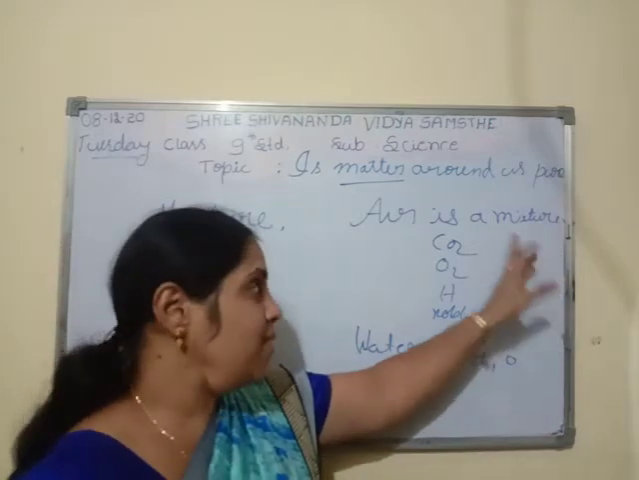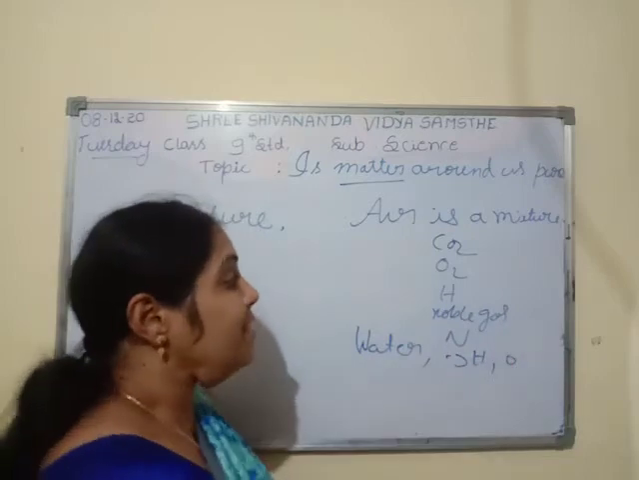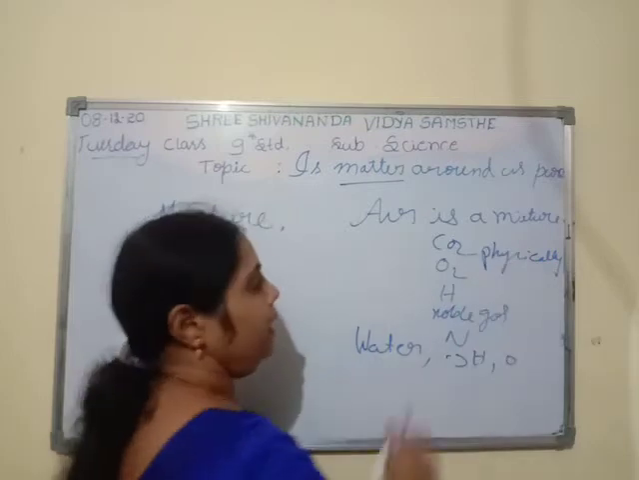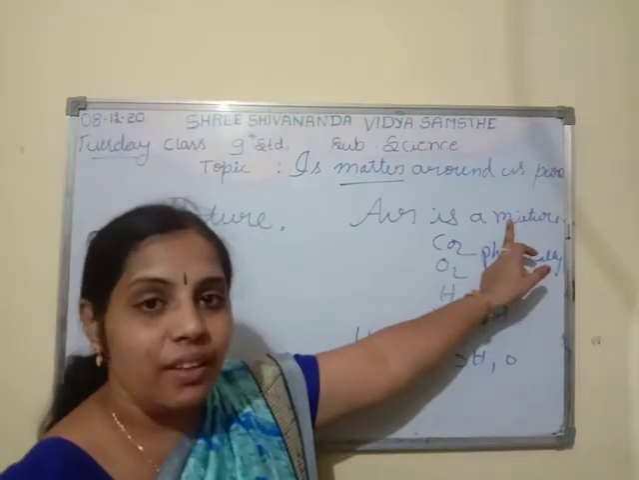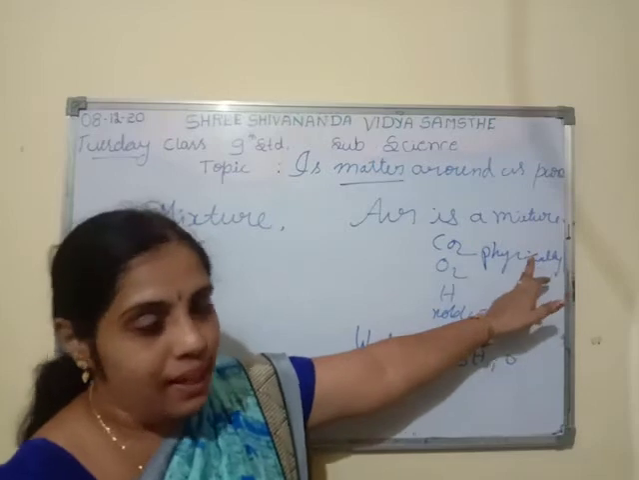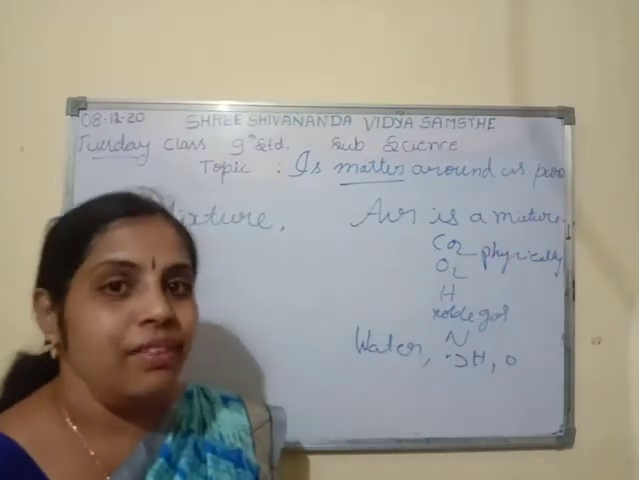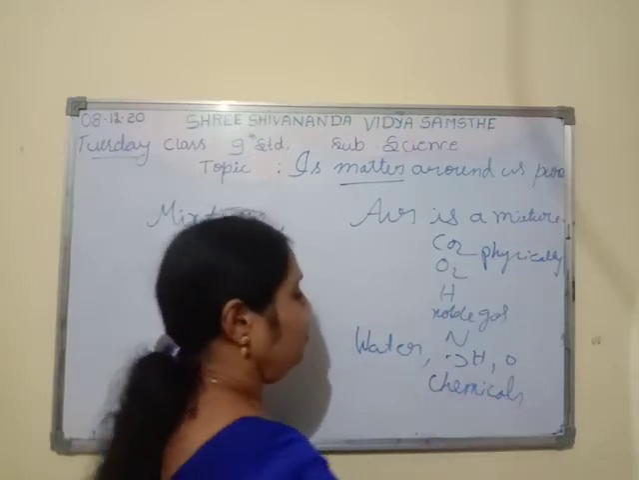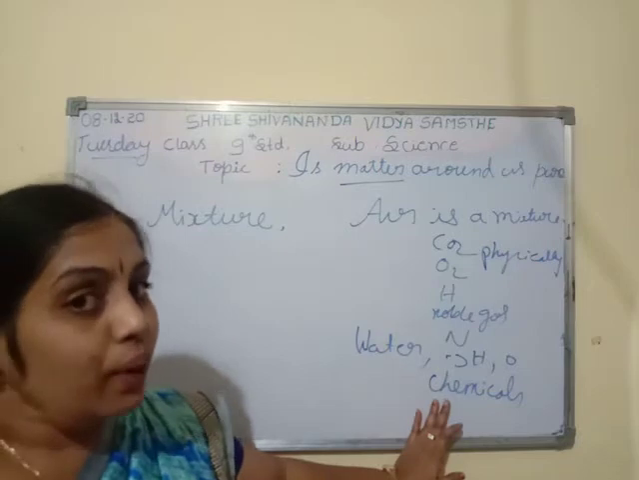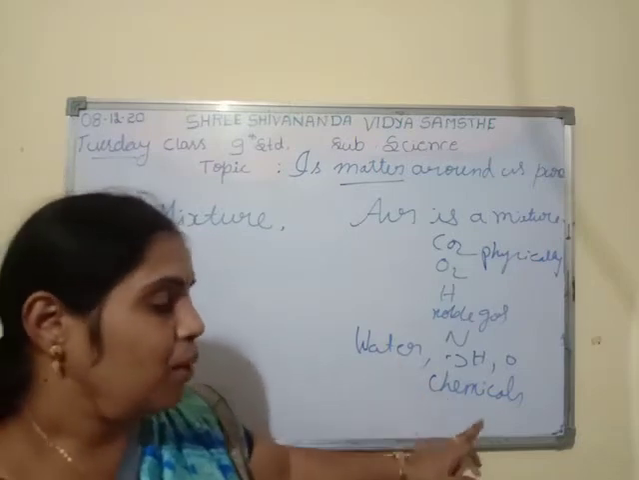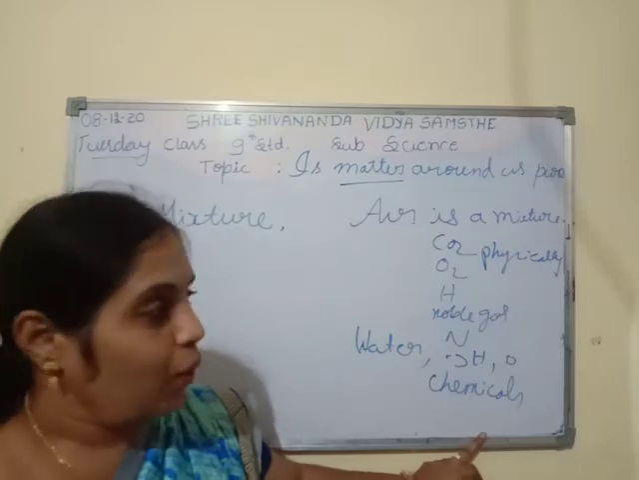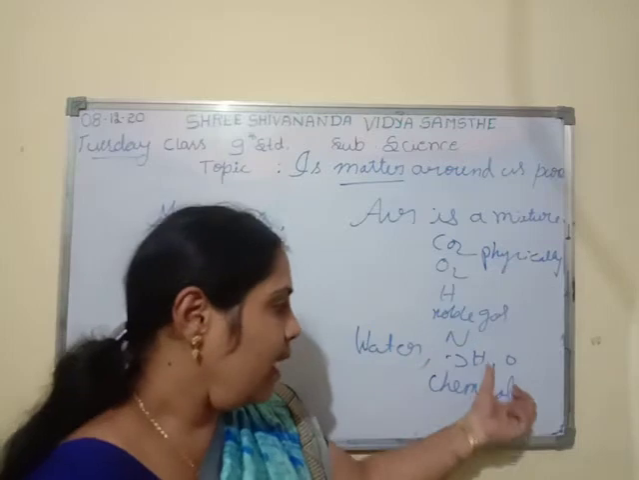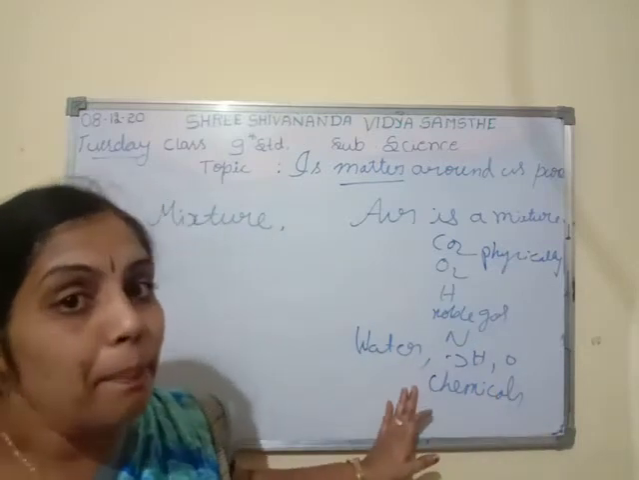How? Because in air all these components are physically mixed with each other. If the components are physically mixed, then it is called a mixture. If the components are chemically mixed with each other, then it is known as a compound. So a physical mixture is known as a mixture, and chemical combinations are known as compounds.